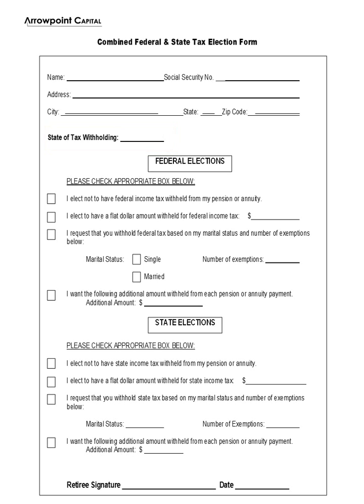There are spaces on this form for you to choose no withholding, a flat dollar amount to be withheld from each payment, or withholding based on marital status and number of exemptions. A common mistake people make is to put a percentage in the flat dollar amount space. We need the actual dollar amount, otherwise the form is invalid.